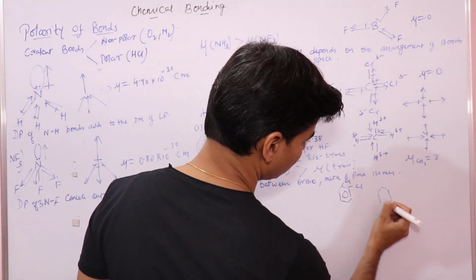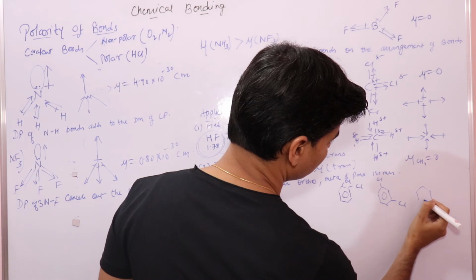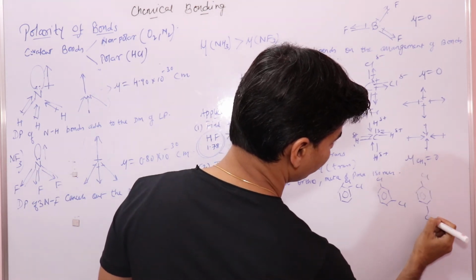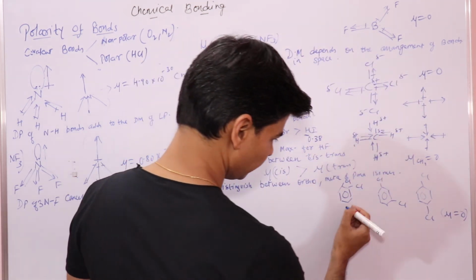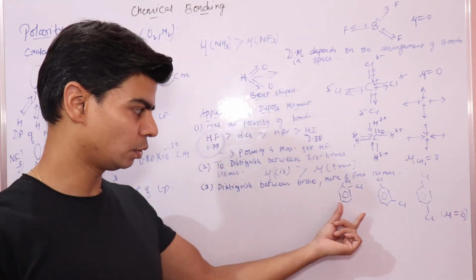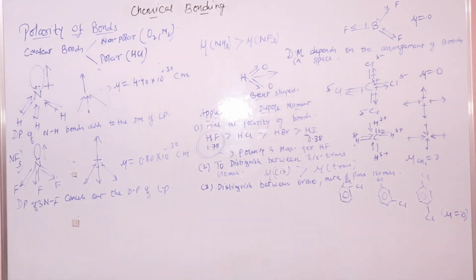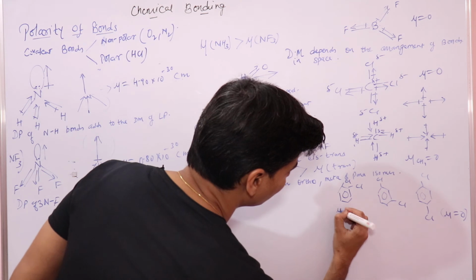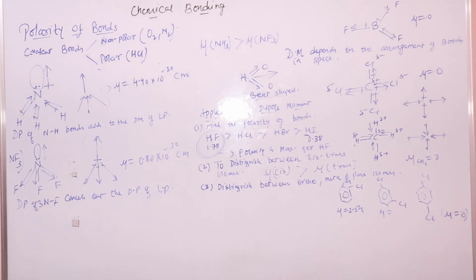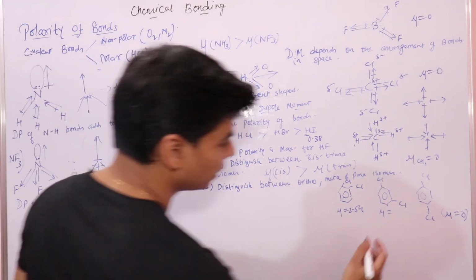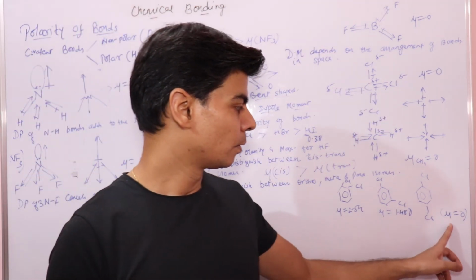This is your ortho, this is your meta, and this is your para. For para you have dipole moment 0, and the dipole moment for ortho is greater than that of the para isomer. For this particular compound, ortho is 2.54 debye, and the meta isomer is 1.48 debye. So the basic thing you need to find here is the para isomer.